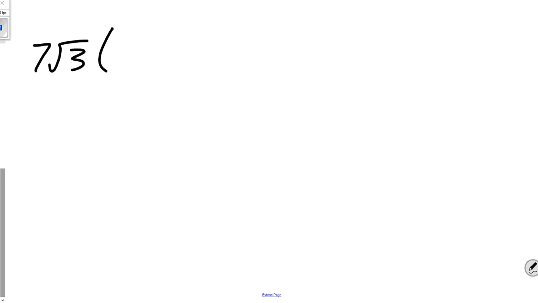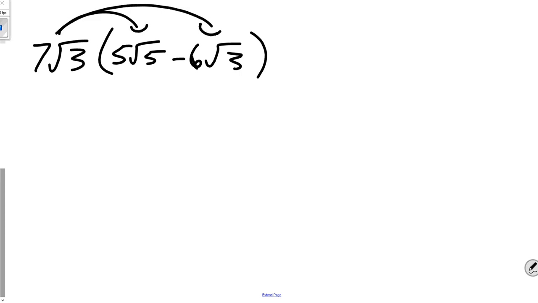Let's say I had 7 root 3 times 5 root 5 minus 6 root 3. This is just straight up old distribution. Everything is multiplied by everything. Then what's inside the radical is multiplied by what's inside the radical, and what's outside is multiplied by what's outside. Right. So 7 times 5 is 35. 3 times 5 is 15. 7 times 6 is 42. 3 times 3 is 9.